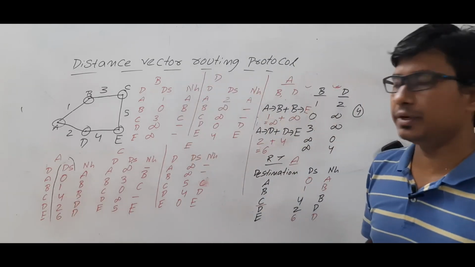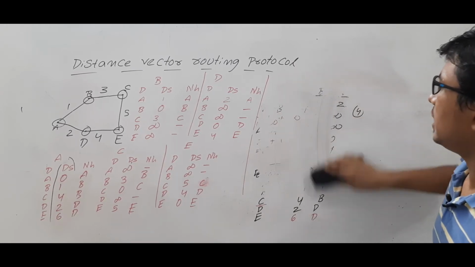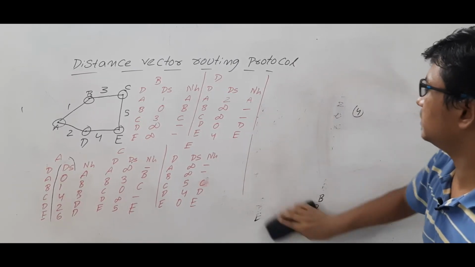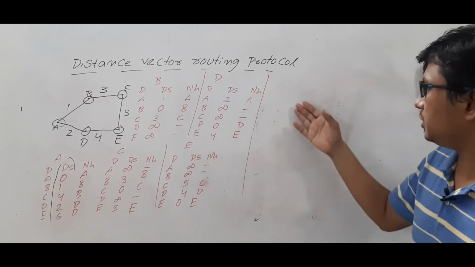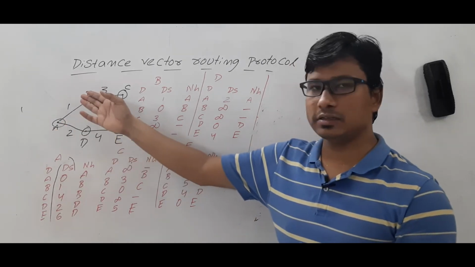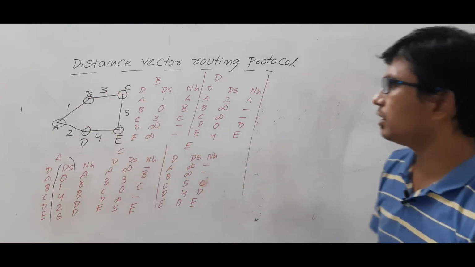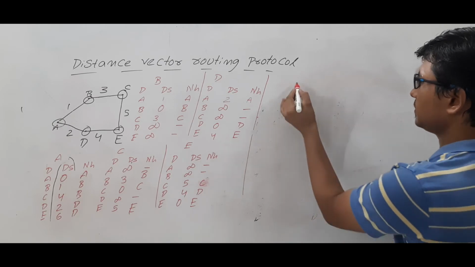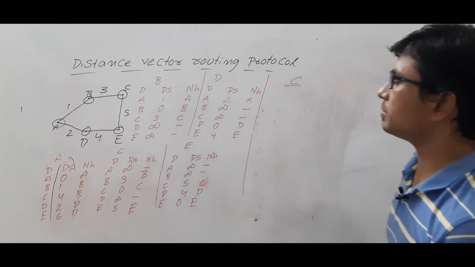So this is the updated information. Now for better understanding, let me compute at the router C. Is it clear? Because this entire thing will happen in parallel as we are doing at A; at the same time at B, C, D and E it will happen. Now let me check at C. At C, what will happen? What information will it get?